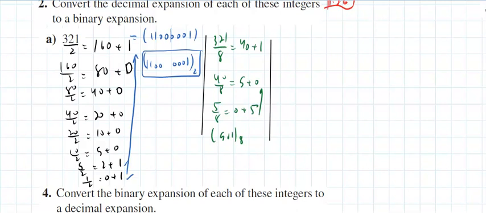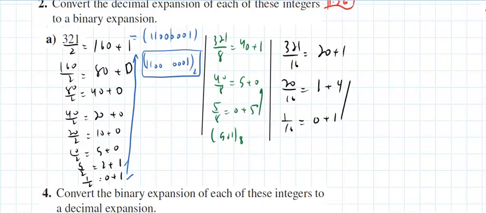And if I take 321 and I divide that by 16, again, these are the only ones we're going to focus on. That's 20 plus 1. Take 20 divided by 16, that is 1 plus 4. And take 1 divided by 16, that is 0 plus 1. From the bottom up, 321 will also be 1, 4, 1 in hexadecimal.